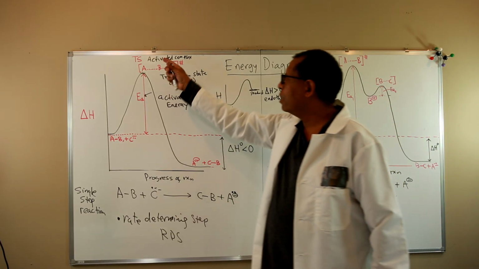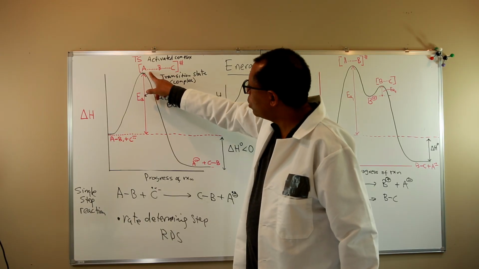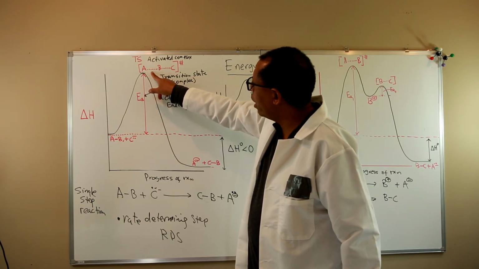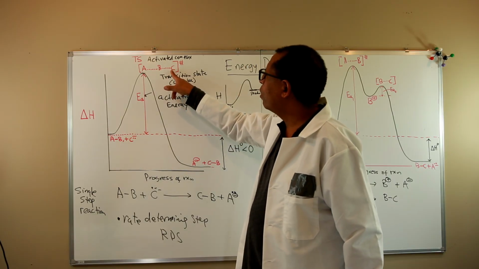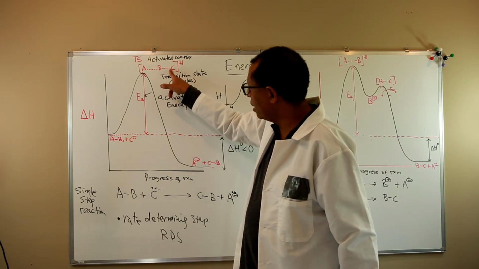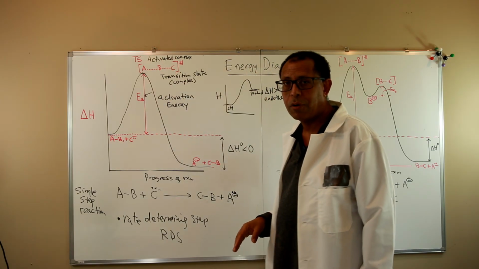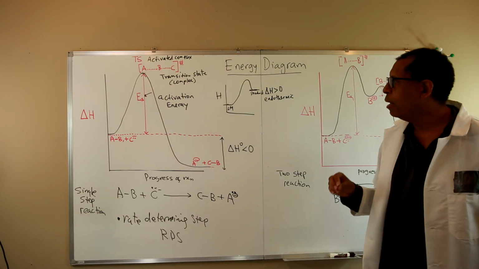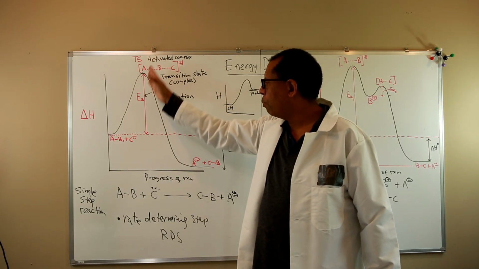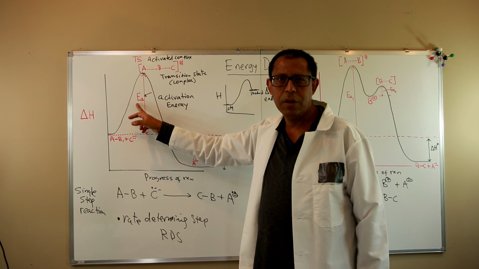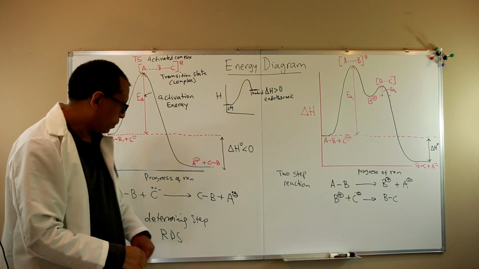So at the activated complex, what you see is a loose breakaway of A from B, but a new bond is being formed between C and B. That is the activated complex. That is the highest energy state. To reach this activated complex, you always need activation energy. So activation energy is always positive.